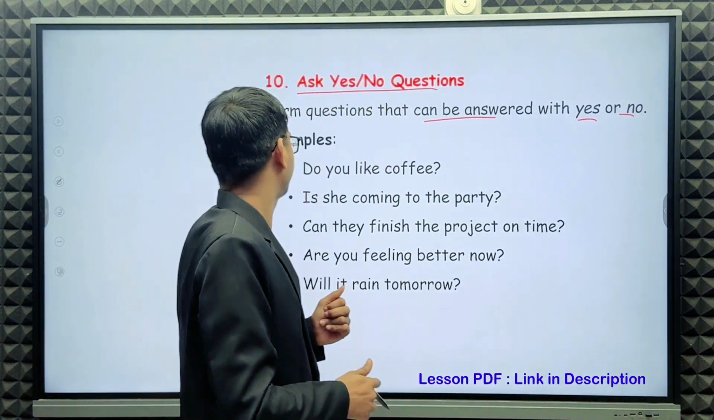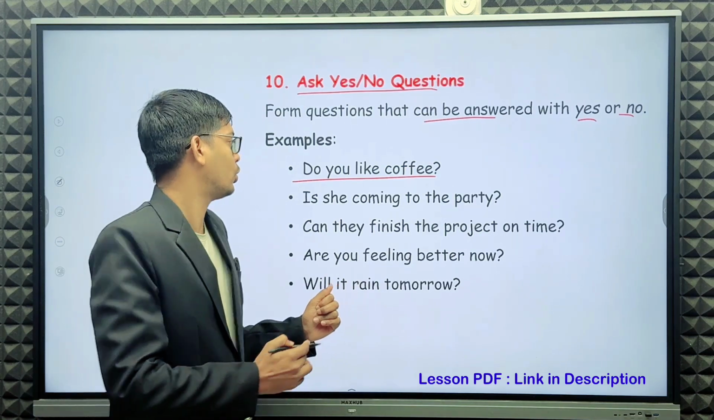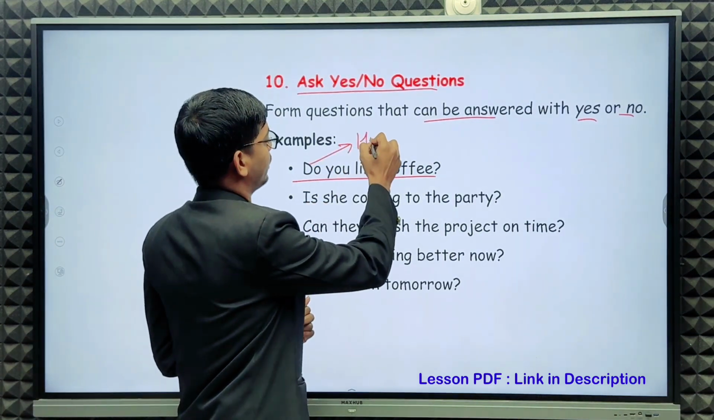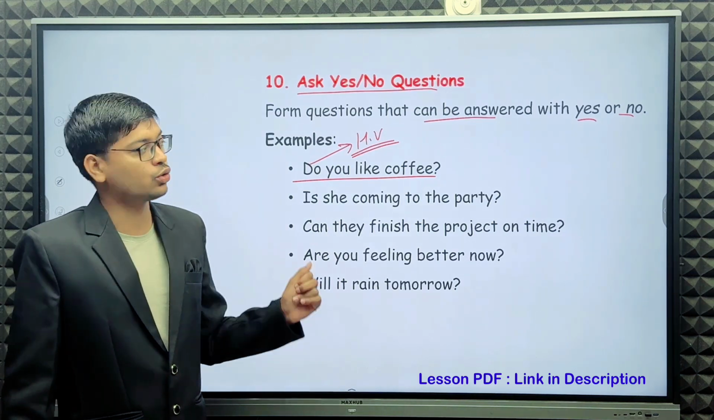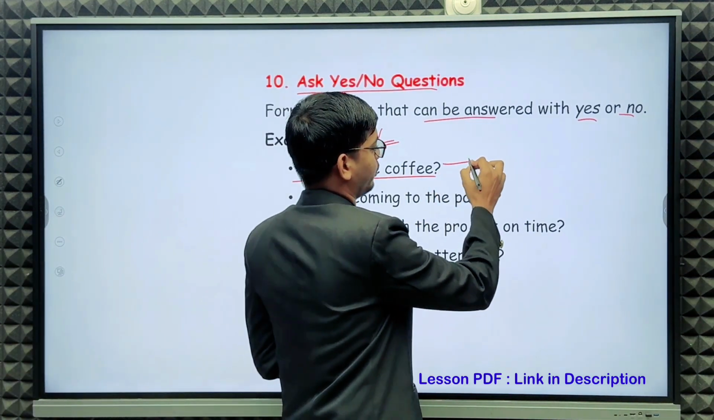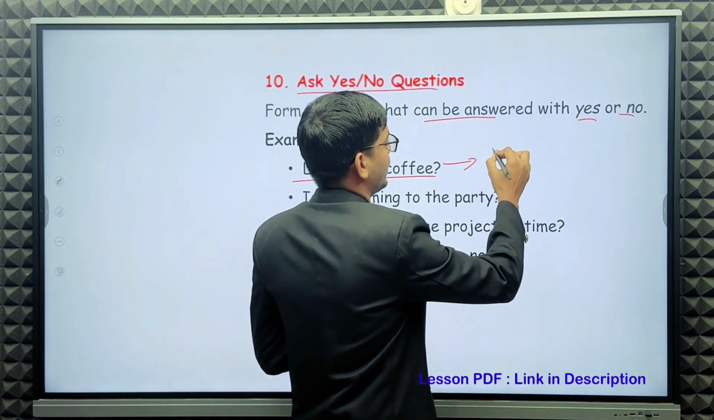Here, do you like coffee? Do is a helping verb here. So, which tense is here? Present simple tense.